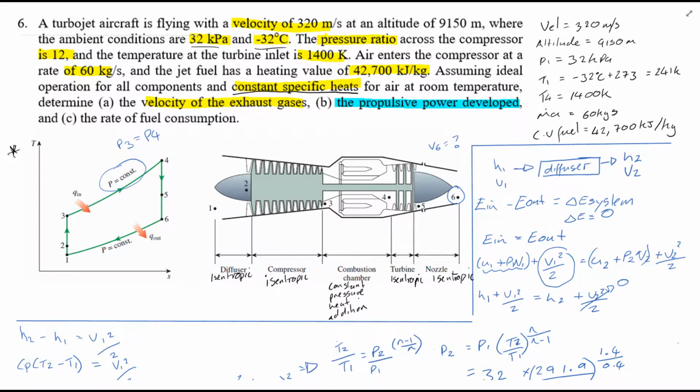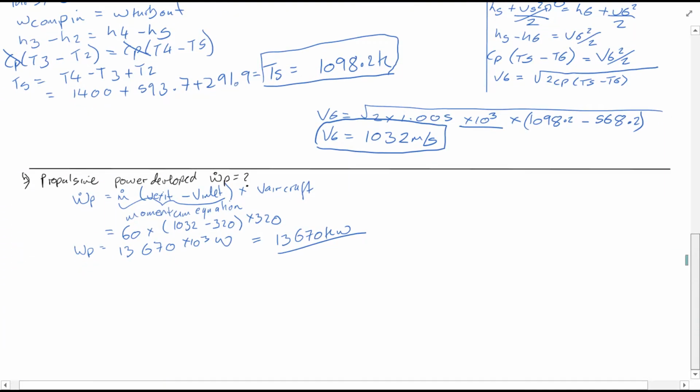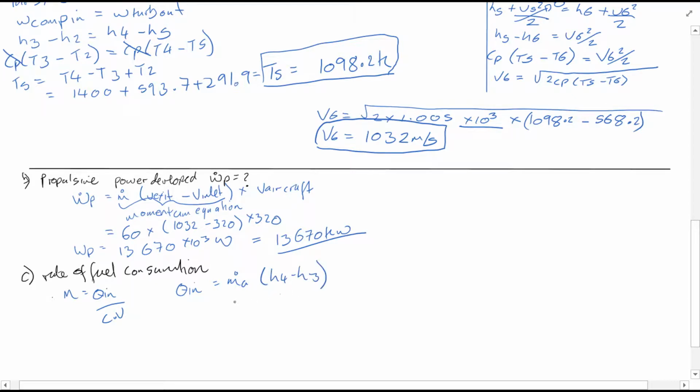Okay, scrolling up, part B, the rate of fuel consumption. Remember that the calorific value was given there, so we're going to use that. Mass flow rate is equal to Q in over CV, and Q in is equal to the mass flow rate times (H4 minus H3), and of course we can sub in Cp since we're using the equations, and subbing in the values.